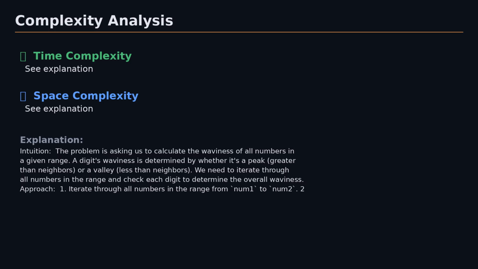Now, let's talk about the complexity of this solution. The time complexity is O(n * m), where n is the range of numbers and m is the average number of digits in the numbers. This is because we're iterating through each number and then through each digit in the number. The space complexity is O(m), where m is the average number of digits in the numbers. This is because we're converting each number to a string, which can take up to m space.